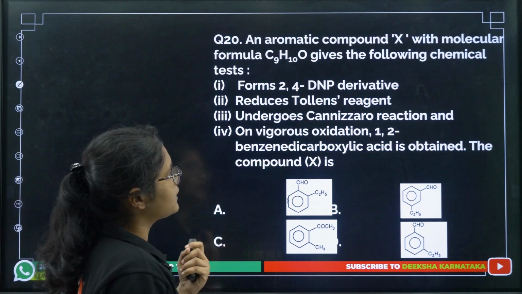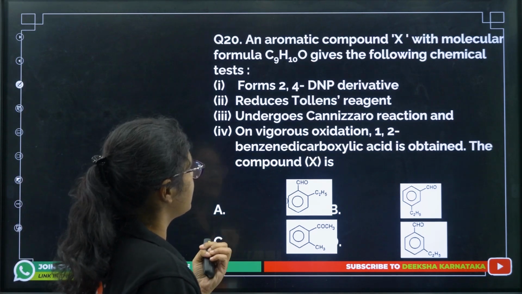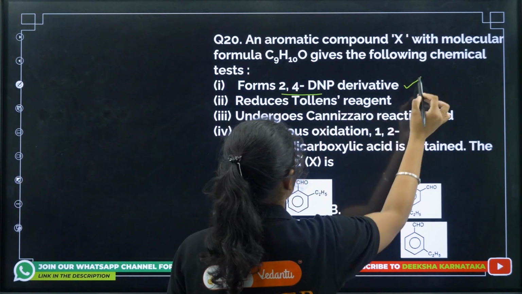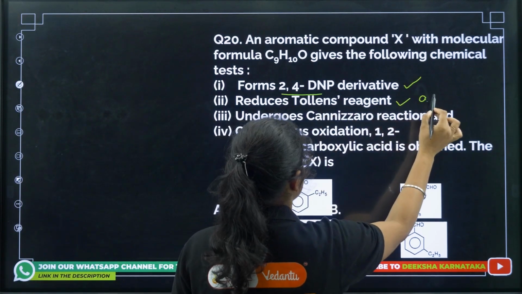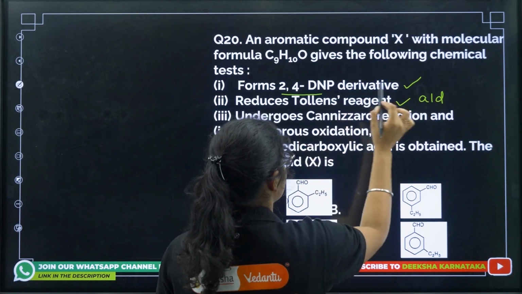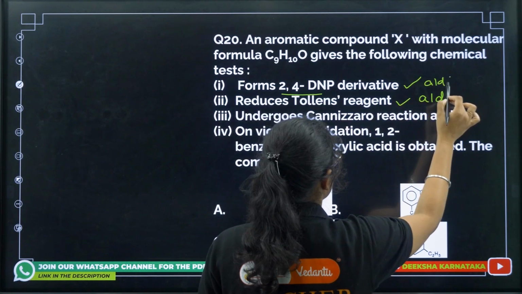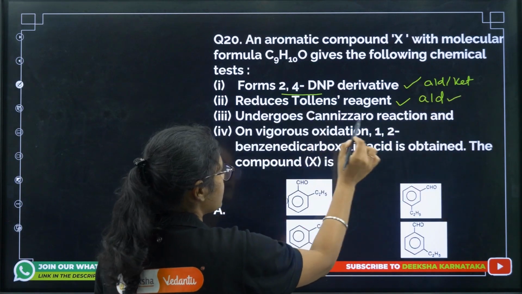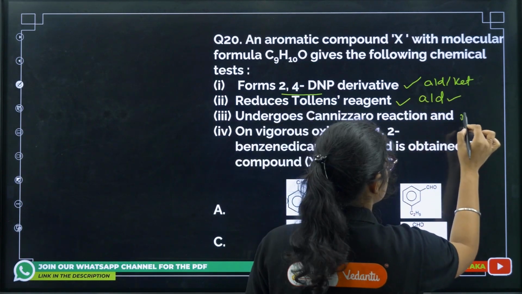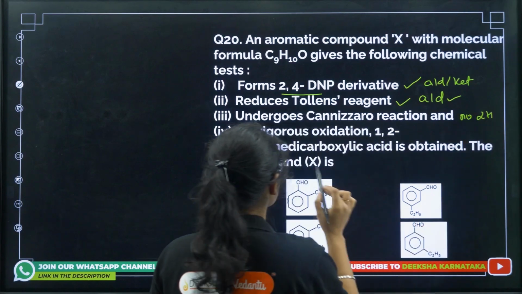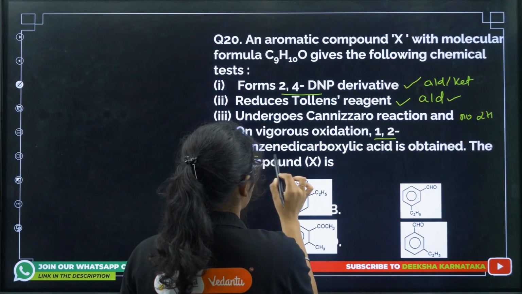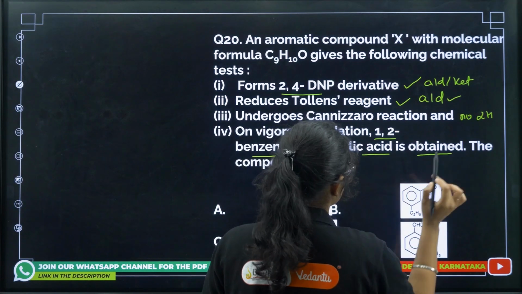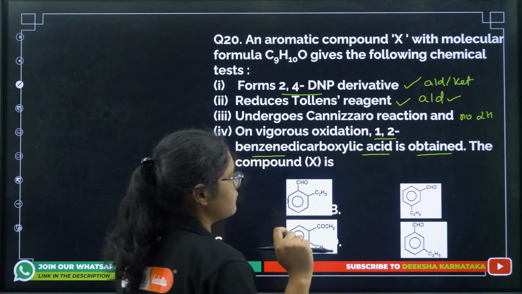Next, an aromatic compound X with molecular formula C9H10O gives the following chemical tests. It forms 2,4-DNP, and reduces Tollens' reagent, which means it should be an aldehyde group. 2,4-DNP tells us it is a carbonyl compound, aldehyde or ketone. Now it is confirmed that it is an aldehyde. It undergoes the Cannizzaro reaction, so that means no alpha hydrogen. On vigorous oxidation, 1,2-benzene dicarboxylic acid is obtained. So that means the substituents should be at the 1,2 position.